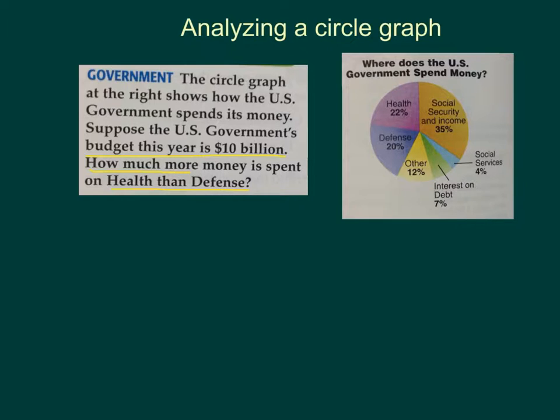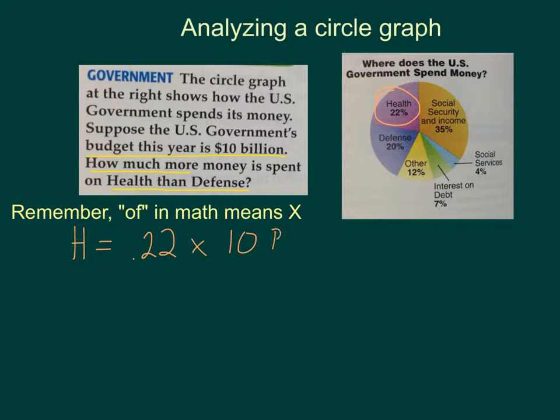So the first thing I need to figure out is how much is spent on each of these, because what my circle graph does is tell me the percent of money, but it doesn't tell me how much, so I'm going to need to figure that out. So I'll start with how much is spent on health. I know that health is 22%, right over here. As a decimal, 22% is 22 hundredths. So I want to do 22% of 10 billion.